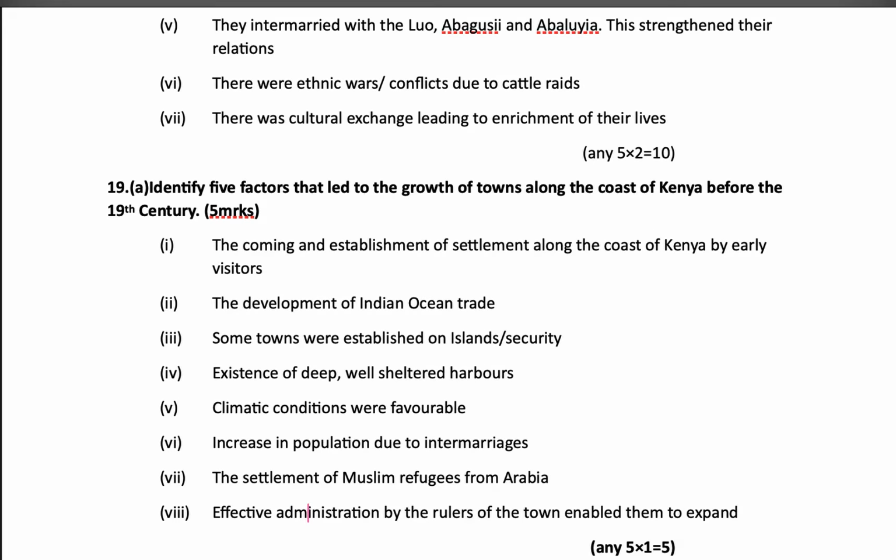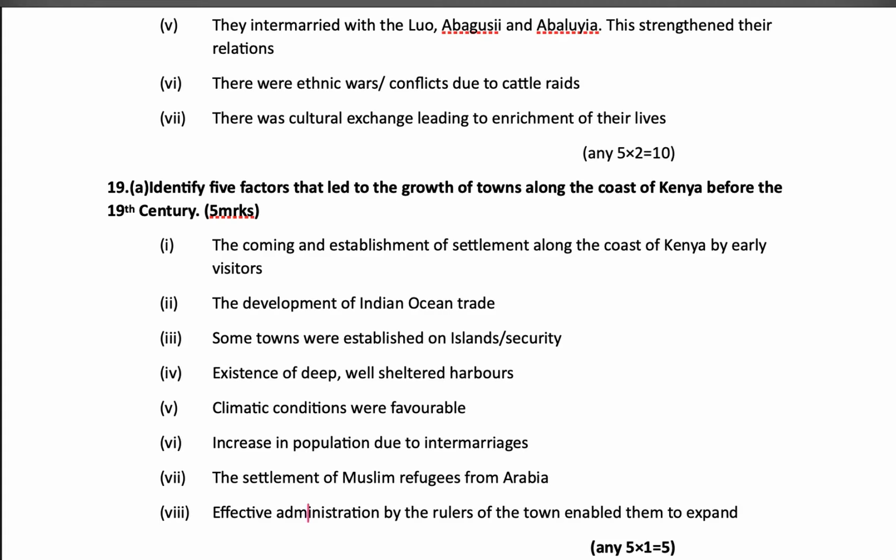Question 19a. Identify 5 factors that led to the growth of towns along the coast of Kenya before the 19th century. 5 marks. 1. The coming and the establishment of settlement along the coast of Kenya by early visitors. 2. The development of Indian Ocean trade.